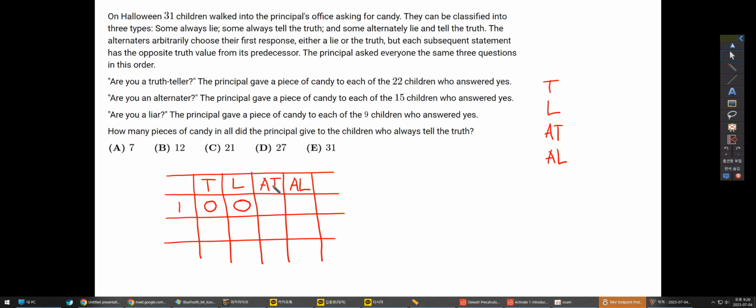And alternator starting with the truth. In this case, they will say no because they are starting from truth. But alternating starting with a lie, they will say yes. And if the yes for the first question is 22, and the total student number is 31, so that means this number is 9, the difference between 31 and 22.